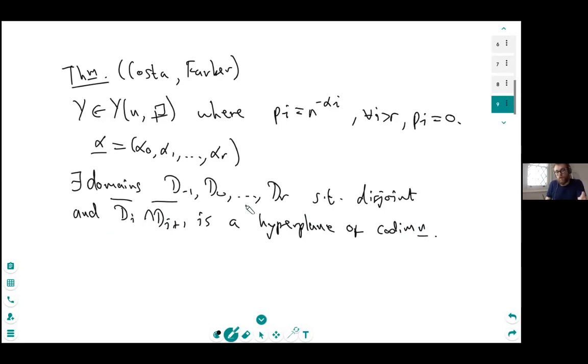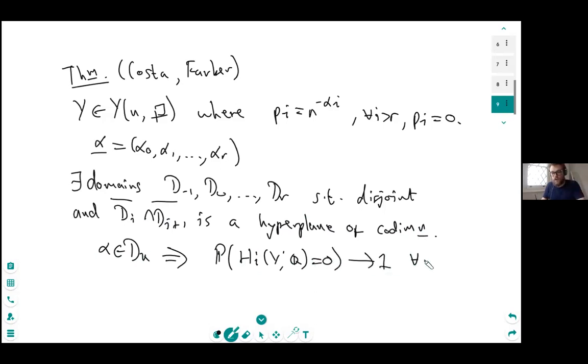And then what does this mean? So if alpha is in one of these D k's, so we know it's only in one, then we know what happens homologically. So then the probability that homology vanishes tends to one for any i less than k. So if we're below this k, then we have no rational homology. And if we're in dimension k, it dominates.